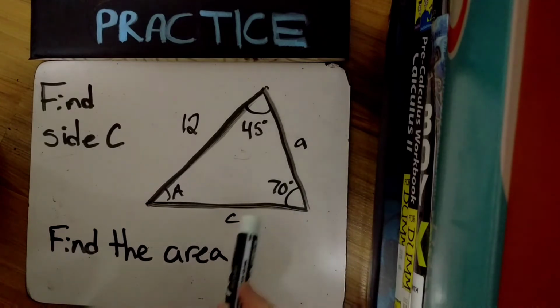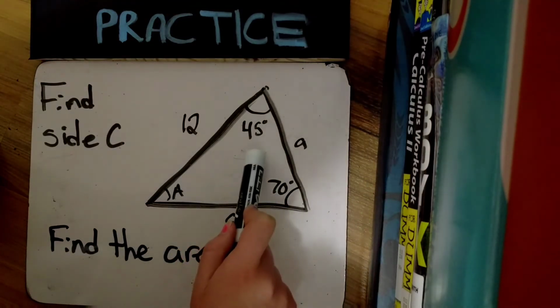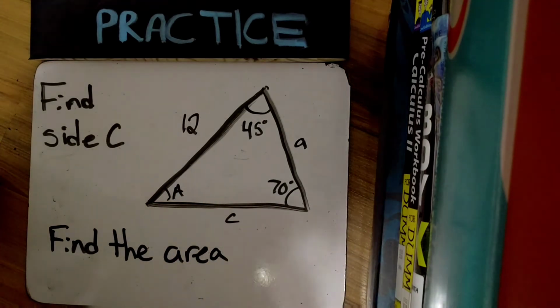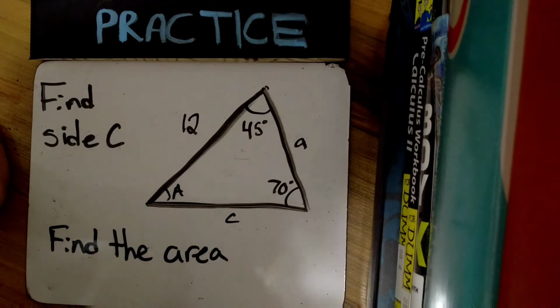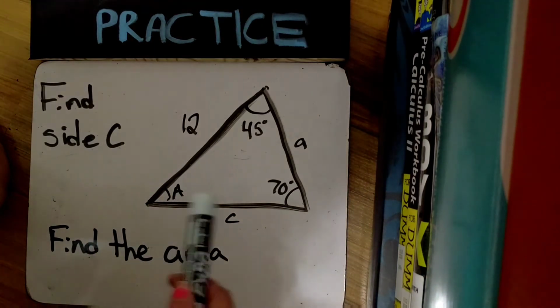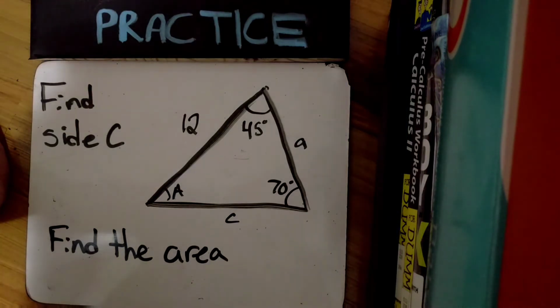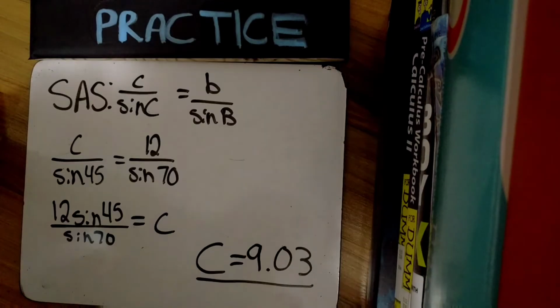and then we just have side A and side C. We have angle A right here, angle C right here to be 45 degrees, and angle B right here to be 70 degrees. Using this information, find the side C, which is right here, and then find the area of this triangle. So take a few seconds, pause the video, complete this practice problem in your notes, and resume the video to check your answer and see how it's done.